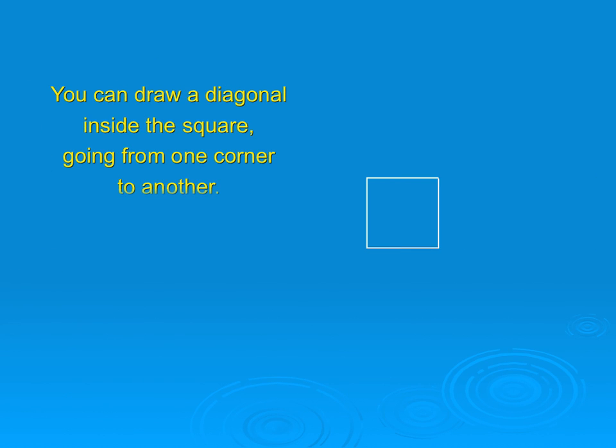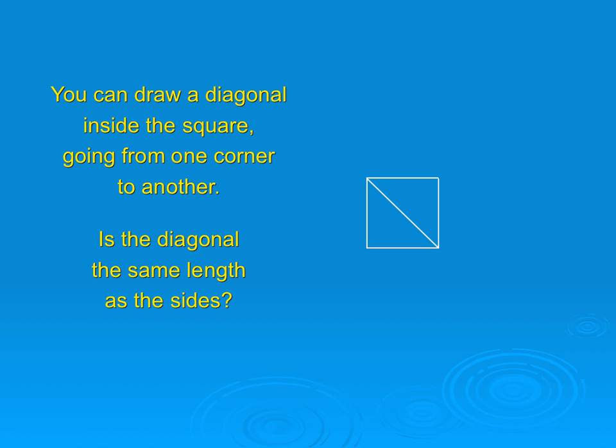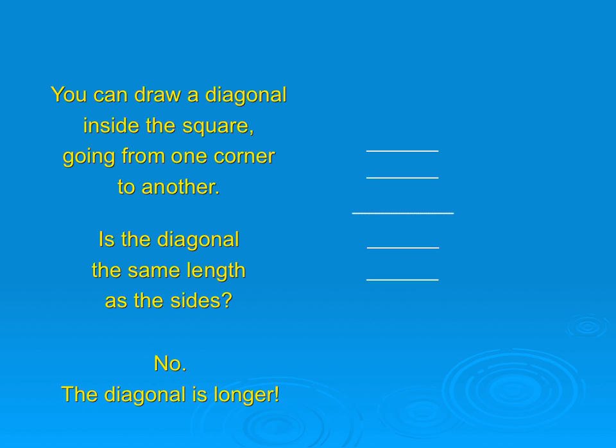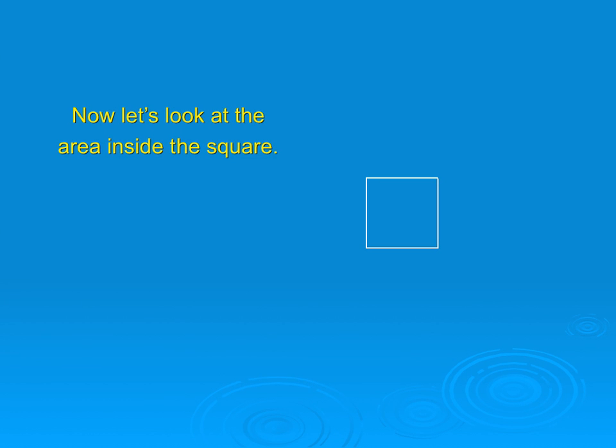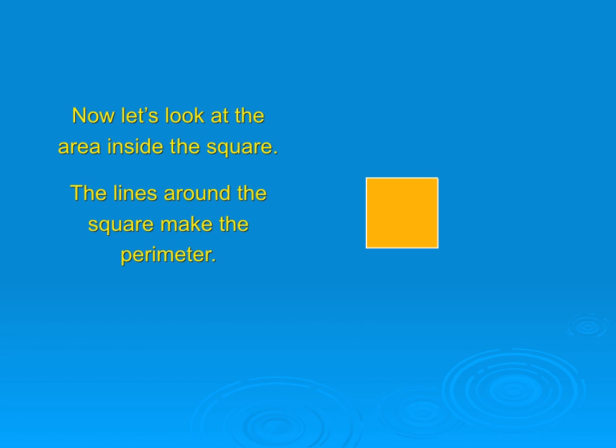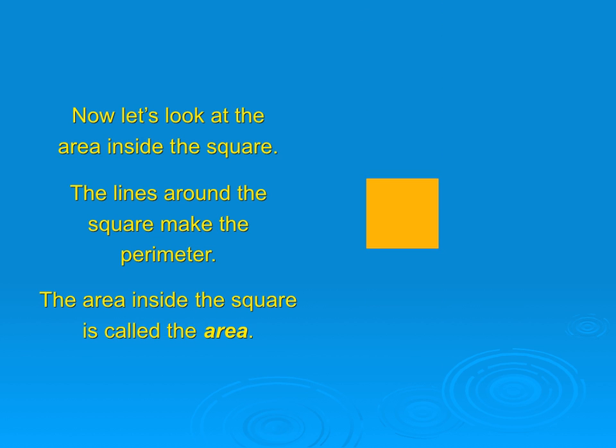You can draw a diagonal inside the square going from one corner to another. Is the diagonal the same length as the sides? Well, let's find out. No, the diagonal is longer. Now, let's look at the area inside the square. The lines around the square make the perimeter. Let's take them away. And the area inside the square is called, well, the area.